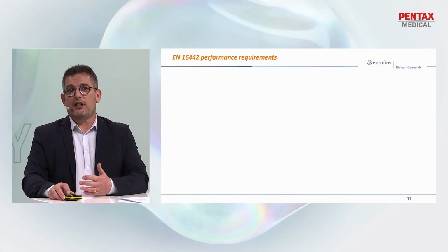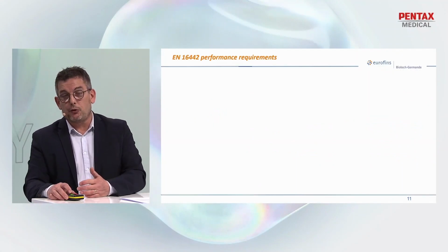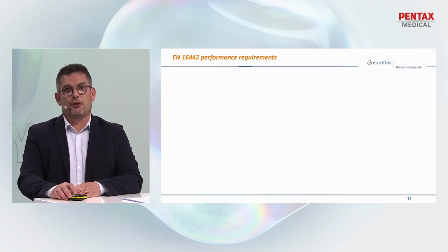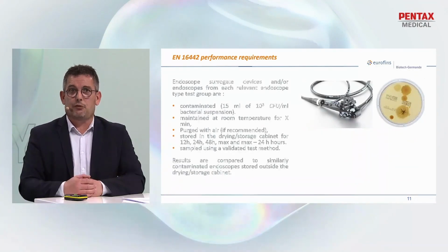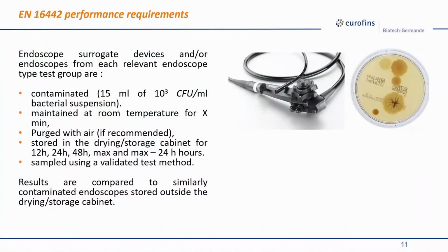So what we have in this standard, what kind of test can we perform to demonstrate the efficacy of portable system? It's quite simple. In fact, we use an endoscope surrogate, which is an endoscope made with some tubes, or we use a real endoscope, and we have to define some families, but it's really more complicated to explain. It's very simple. We contaminate this endoscope with 15 ml of a suspension containing about 10 to the 3 CFU per ml. Then we maintain this endoscope for a defined time according to the instructions for use.